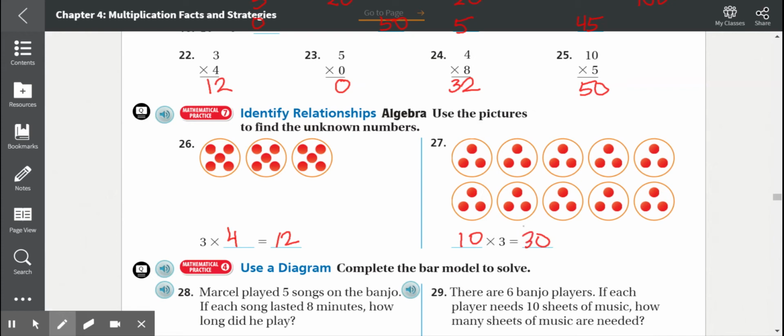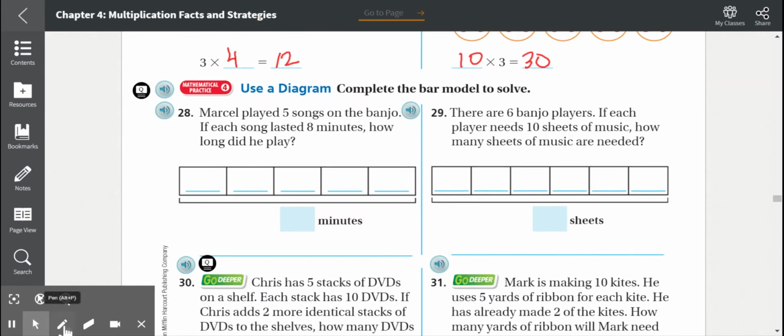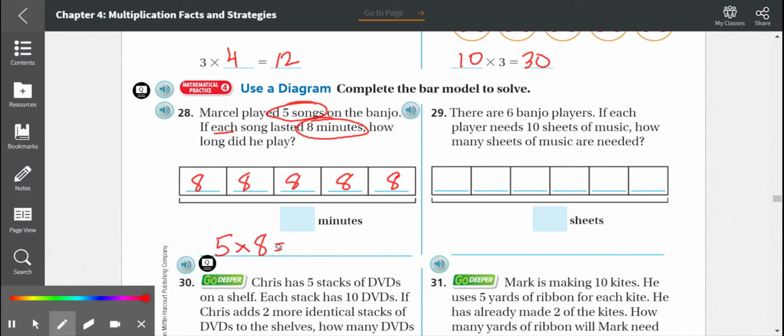Okay, let's move on together for 28 and 29. Marcel played 5 songs on the banjo. If each song lasted 8 minutes, how long did he play? So we're going to use the bar model. He has 5 songs and each song was 8 minutes. So we have 5 groups, 1, 2, 3, 4, 5. And inside we're gonna put 8 in each group. So that would be 5 times 8 equals.